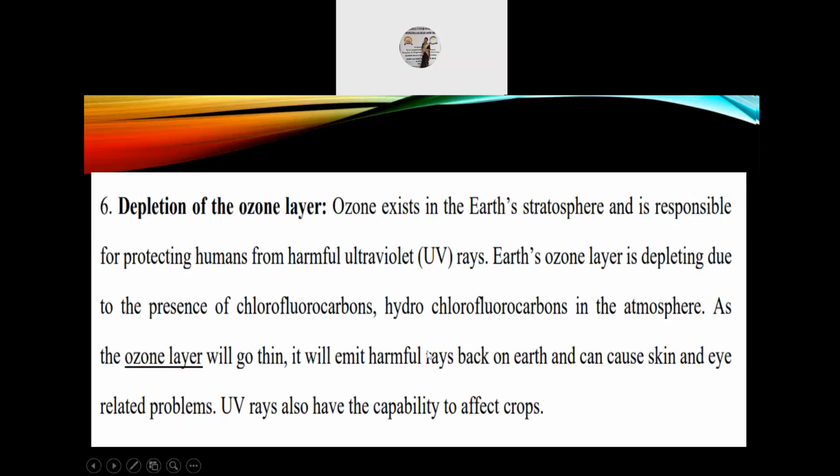Number 6, depletion of the ozone layer. The ozone layer exists in the Earth's stratosphere and is responsible for protecting humans from harmful ultraviolet rays. Earth's ozone layer is depleting due to the presence of chlorofluorocarbons and hydrochlorofluorocarbons in the atmosphere. As the ozone layer goes thin, it will let harmful rays through to the Earth and can cause skin and eye related problems. Ultraviolet rays also have the capability to affect crops.